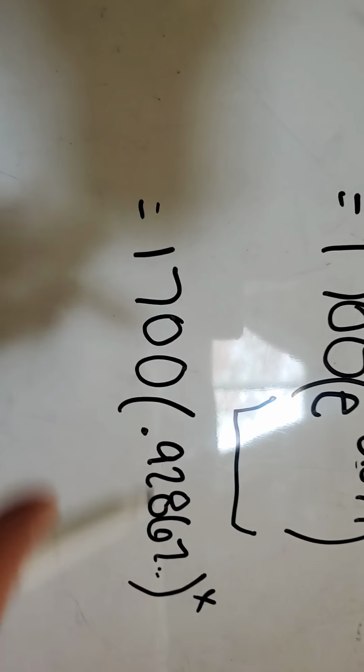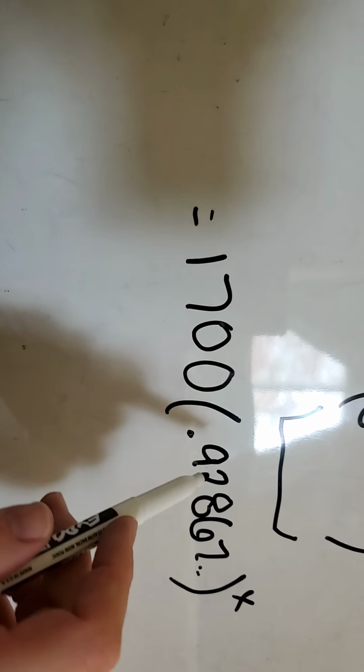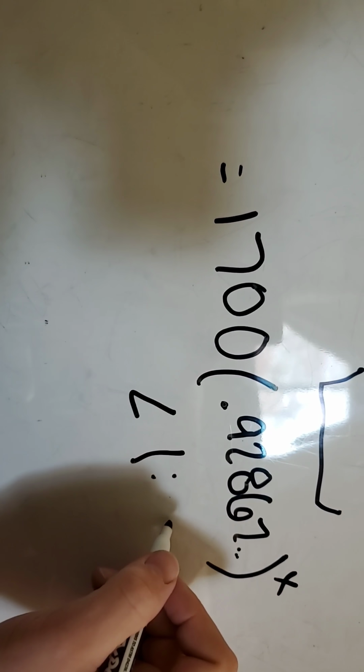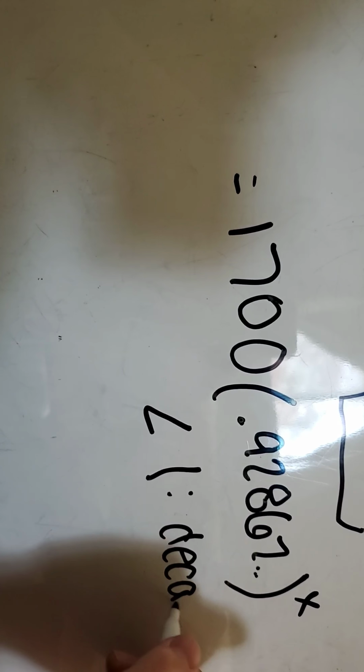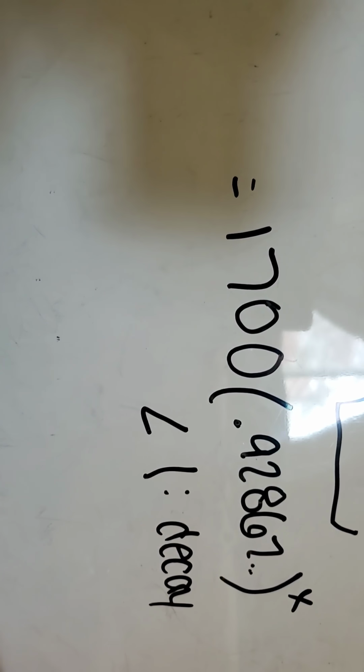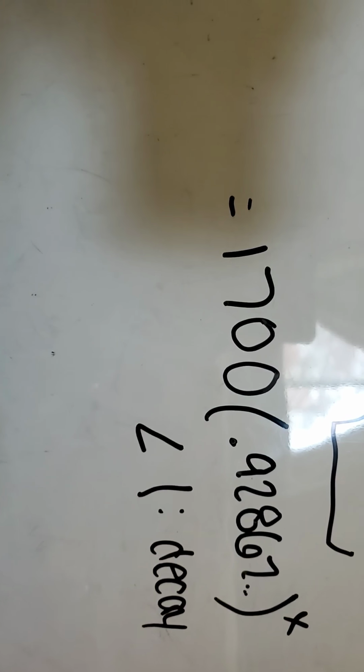So now we kind of have the same situation as we did last time, and we have to figure out, is this growth or decay? Well, this number is less than 1. So this is decay. Well, how much less than 1 is it? That's what it wants to know. And it does tell us to round to the nearest 1/10 of a percent.